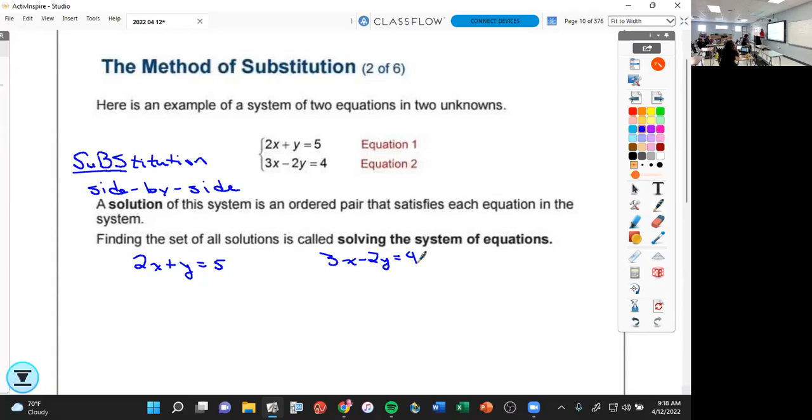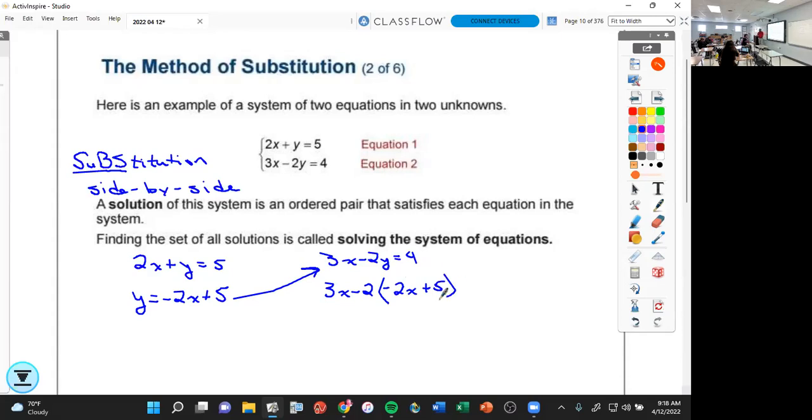So the first equation, to get y by itself, I would simply subtract 2x from both sides, correct? That gives me y is equal to -2x plus 5. Yay, y is by itself. I know what y is. What do I do with that y? Substitute that into the second equation, which gives me 3x minus 2 parentheses. I'm replacing y with -2x plus 5.